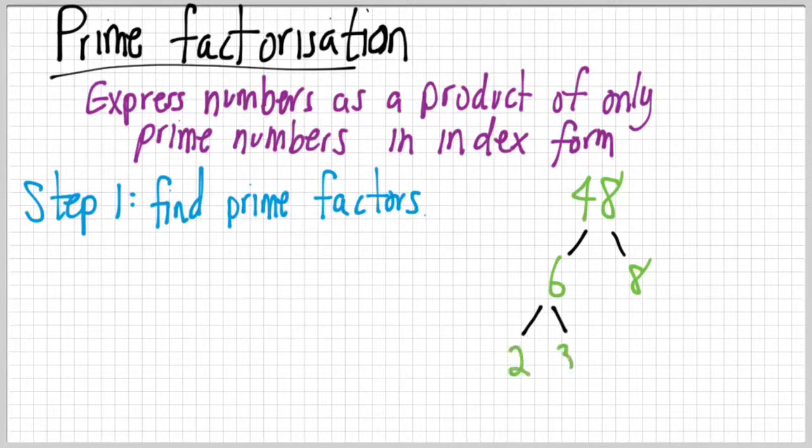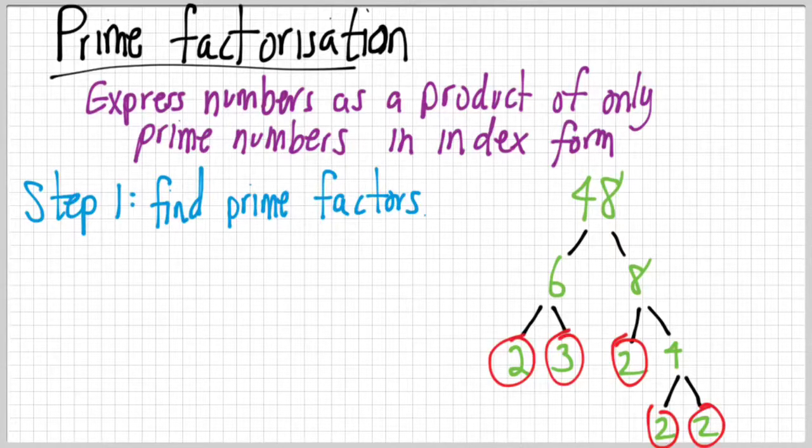So 6 is a product of 2 and 3, right? 2 times 3 is 6. And 8 is 2 times 4. Now 2 and 3 are prime, so those ones are good, right? But 4 is not. 4 is 2 times 2. So now I'm going to identify, we've got all these prime numbers: 2, 3, 2, 2, and 2. Those are kind of the end of the line, right? We can't divide these anymore by whole numbers. So we've got our prime factors.